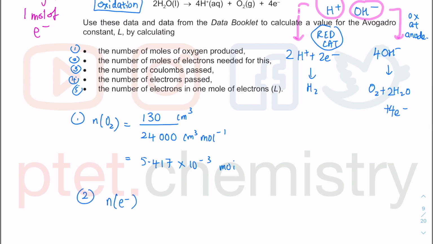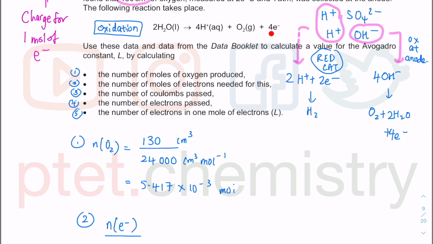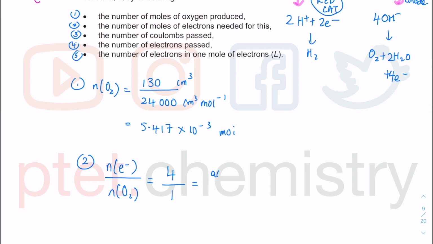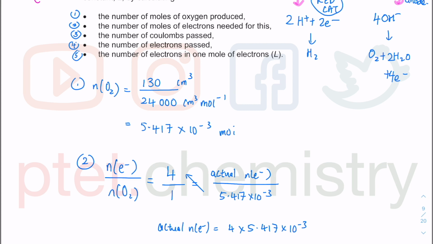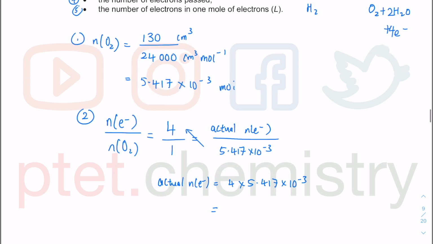Now, what is the number of moles of electrons? Well, from the equation, 4 moles of electrons are produced along with 1 mole of oxygen. So I will relate the moles of electrons to the oxygen. 4 moles of electrons is to 1 mole of oxygen. So what is my actual mole of electrons? It is to the 5.417 times 10 to the minus 3 mole of oxygen. Students who are used to my channel know that this is the usual method I like to use when I talk about mole ratio. So the actual number of moles of electrons is going to be 4 times that answer from the previous bit. 5.417 times 10 to the minus 3 times 4 will give you 0.021668 mole.